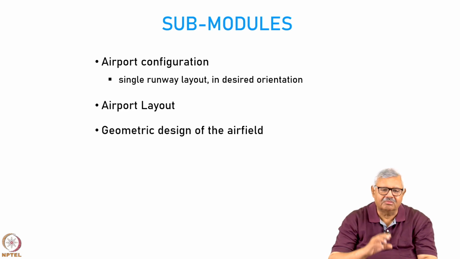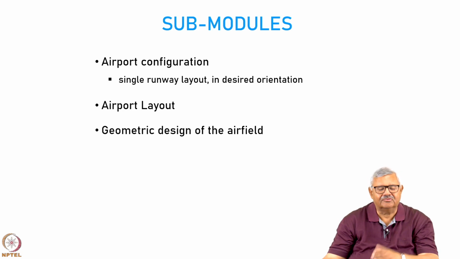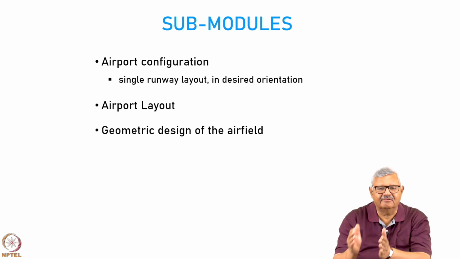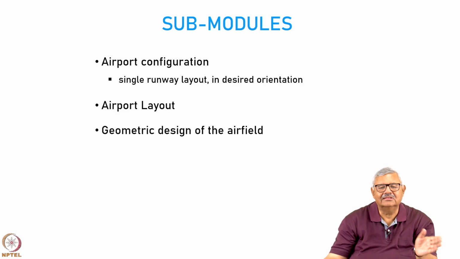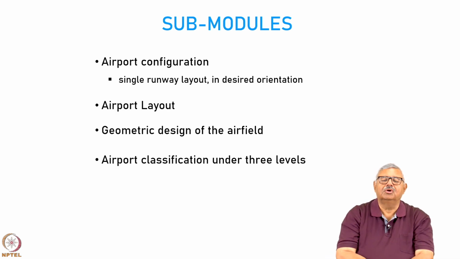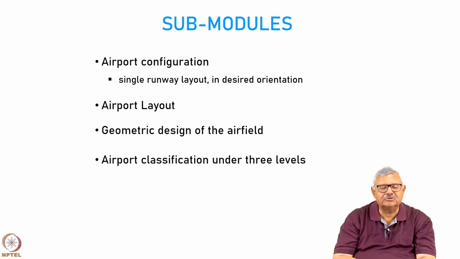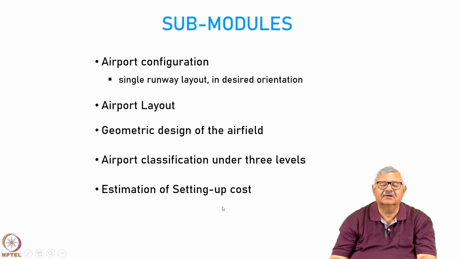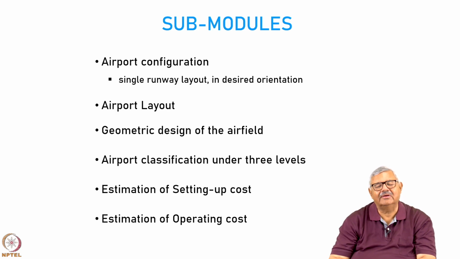This carries out the geometric design of the airfield. So based on the regulations, runway width, taxiway width, runway taxiway distance, all these things will be taken care of. For ease in classification and to look at the development of the airport over time, because airports do not remain stagnant, they evolve with time, we have gone for classifying the airport suitable for a regional or commuter aircraft into 3 levels. And then we estimate the setting up cost and finally we also estimate the operating cost. So this is what this particular airport cost estimation module does.